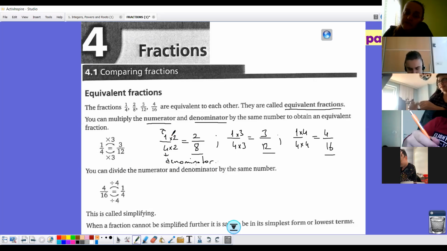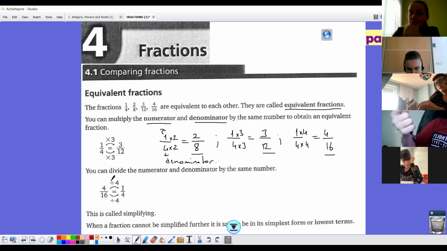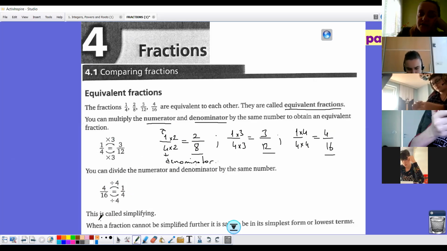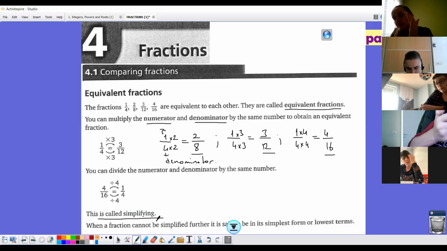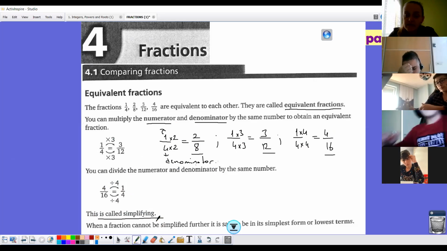So as you see here, in the first one that I showed you, we are multiplying the numerator and denominator with the same number. We can also do division. We can divide the numerator and denominator with the same number. If it is divisible with the same number, you can divide, and this is called simplifying. We are getting a smaller number, so it means that it is simplifying. Okay?